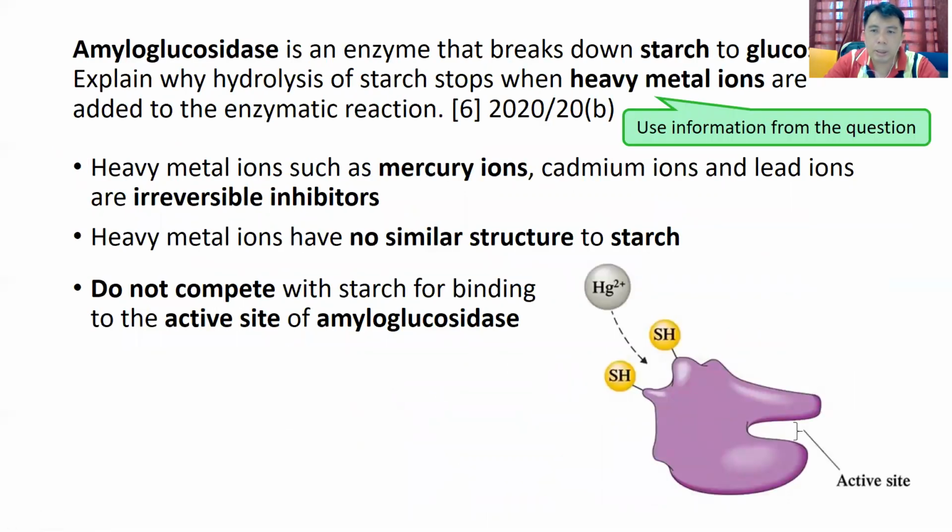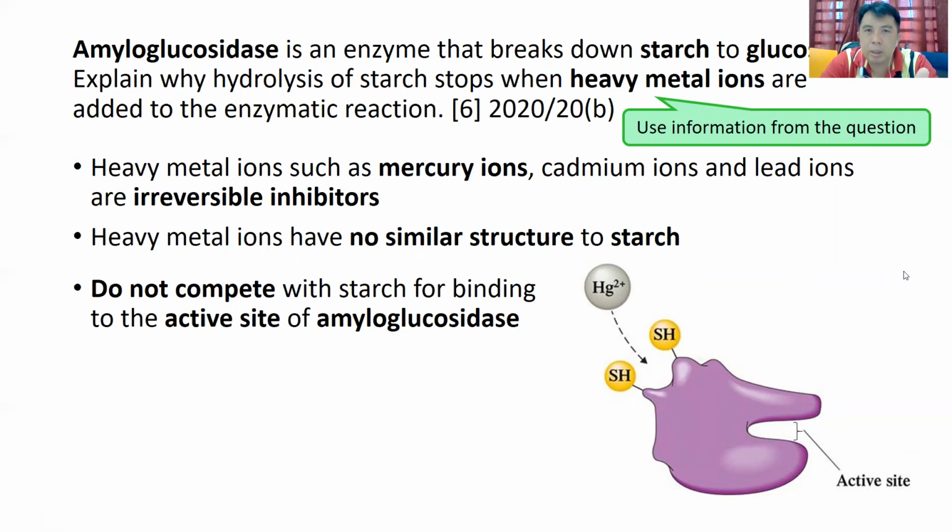In year 2020, now they use this question. Aminoglucosidase is an enzyme that breaks down starch to glucose. Explain why hydrolysis of starch stopped when heavy metal ions are added to the enzymatic reaction. You see, some questions, they like to give you a situation.